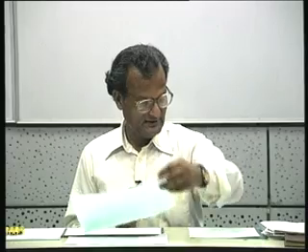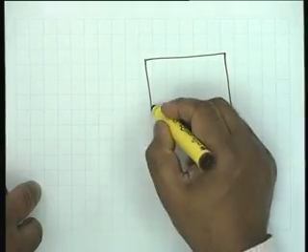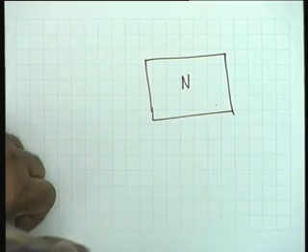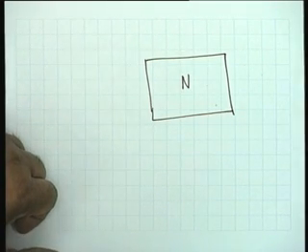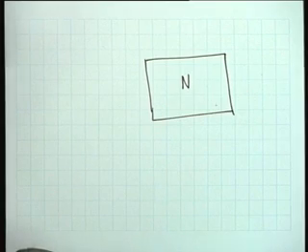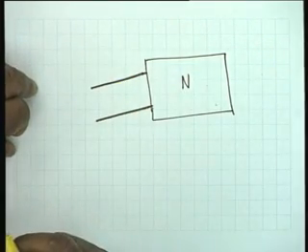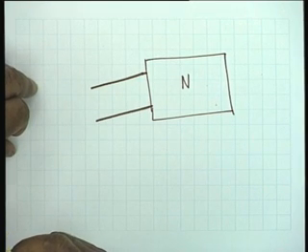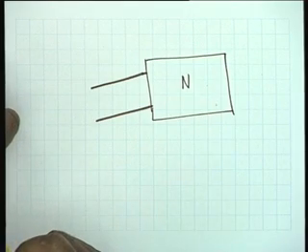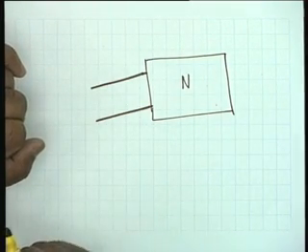And in general, one can conclude that any network N which consists of passive elements like resistance, inductance and capacitance shall have an input impedance, a driving point impedance, which is positive real. And this is why our interest in positive real functions. The driving point functions of passive networks are positive real.